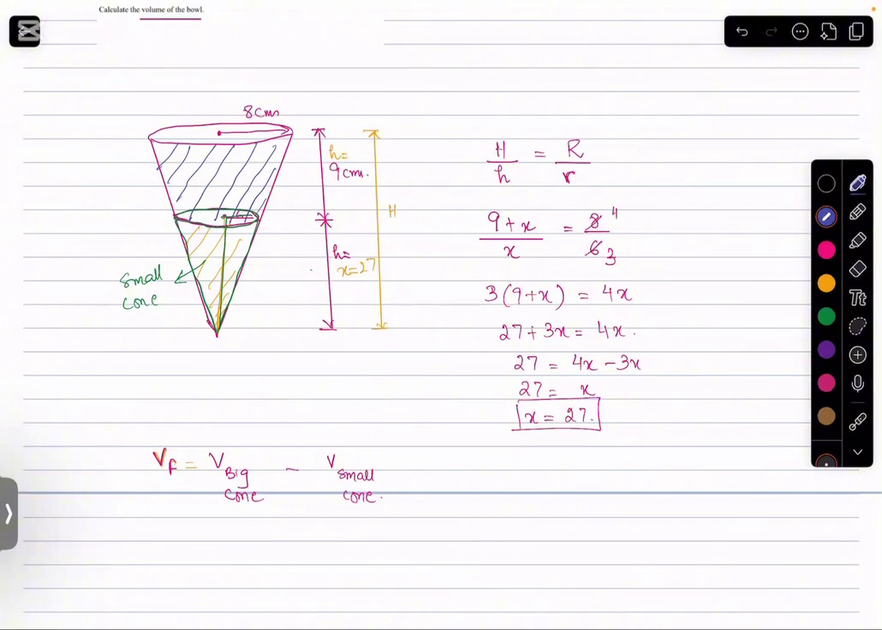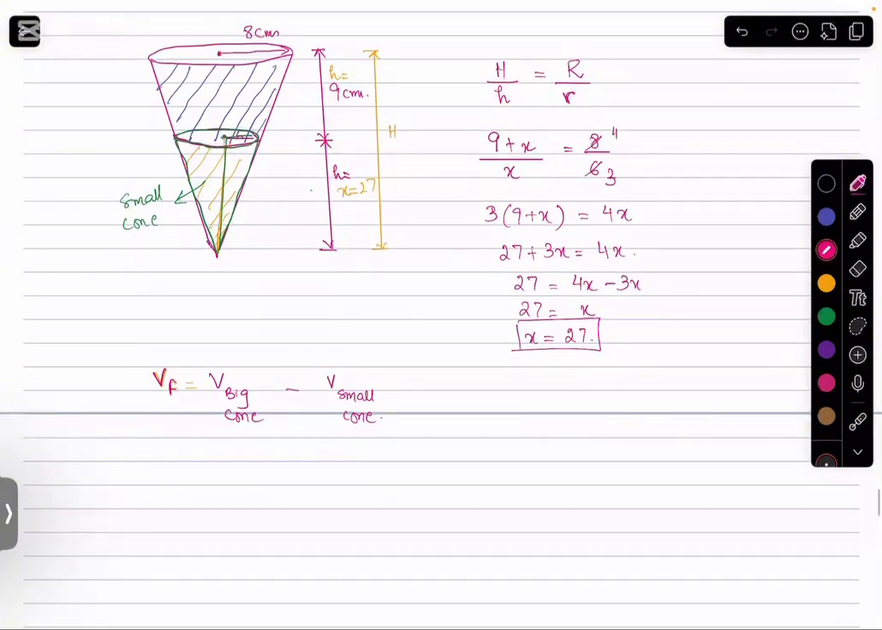Okay. So how do we get the volume of a cone? We know that the volume of a cone is given by the formula: 1/3 of the base area, which is the circle in this case, times the height. So the volume of the frustum, for the bigger cone, is 1/3 pi r squared times the height, which is capital H. And here I can say it's 1/3 pi small r squared times the height of the smaller cone, which I have written as h or x.